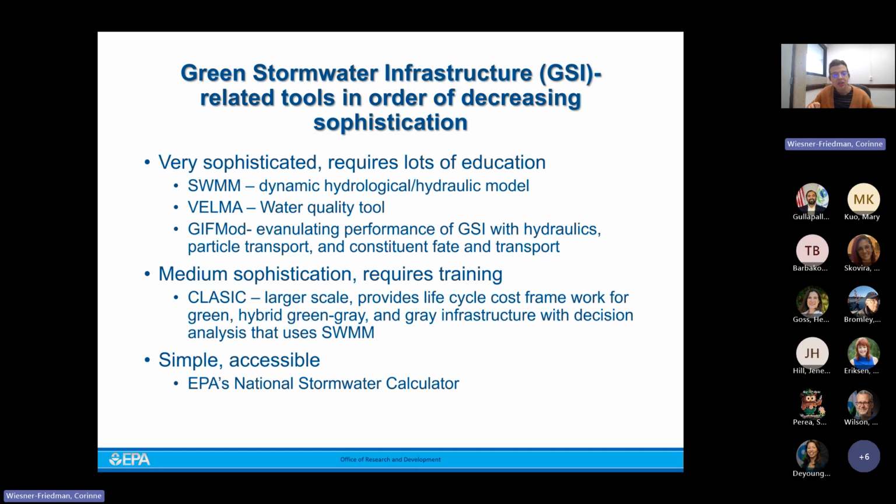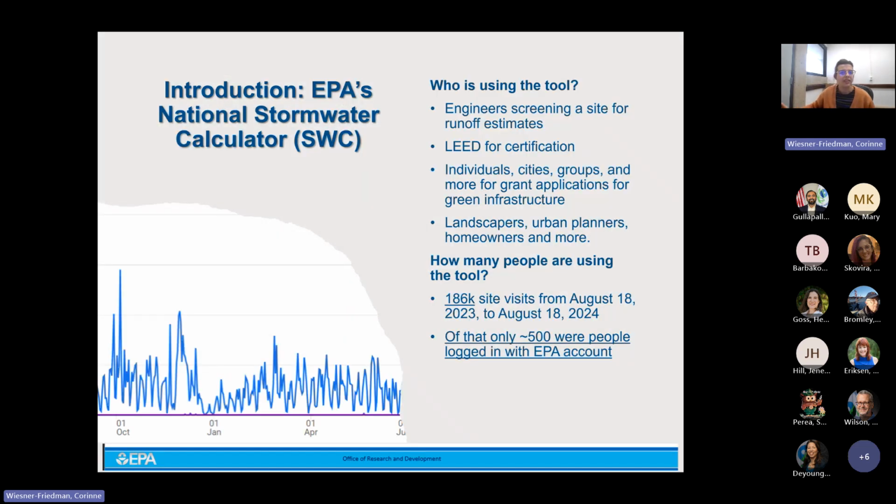And EPA's Stormwater Calculator is actually what I would consider to be one of the most simple, accessible tools for GSI. And for that reason, I consider it to be a really great screening tool. So let me move on here and talk a little bit about why I consider it to be a screening tool.